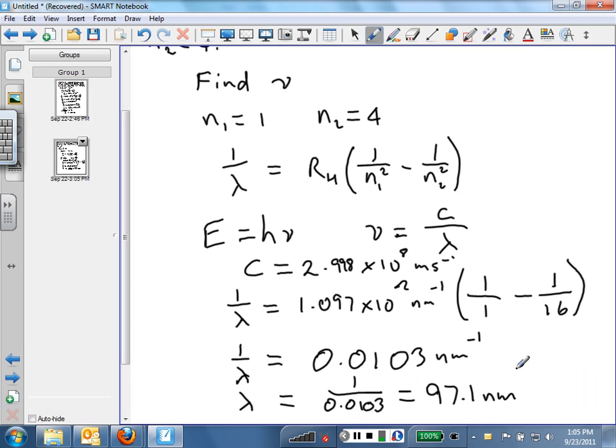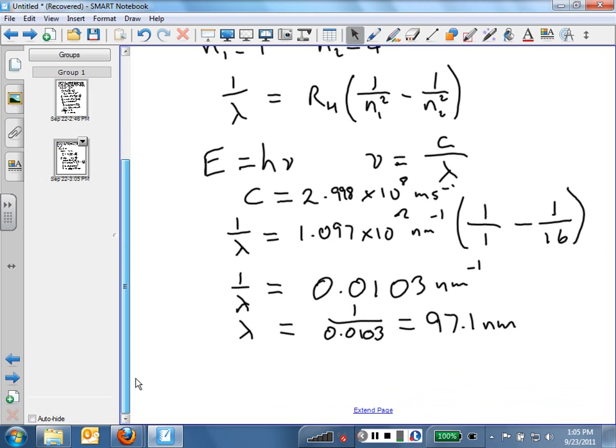And we have a final answer of 97.1 nanometers. Now that we've found lambda, we can solve for frequency. However, one benefit of retaining the units throughout the calculation is that it reminds us that the wavelength is in nanometers. If we place it into our equation for frequency, we'll have a mismatch of units, since the speed of light is in meters per second.